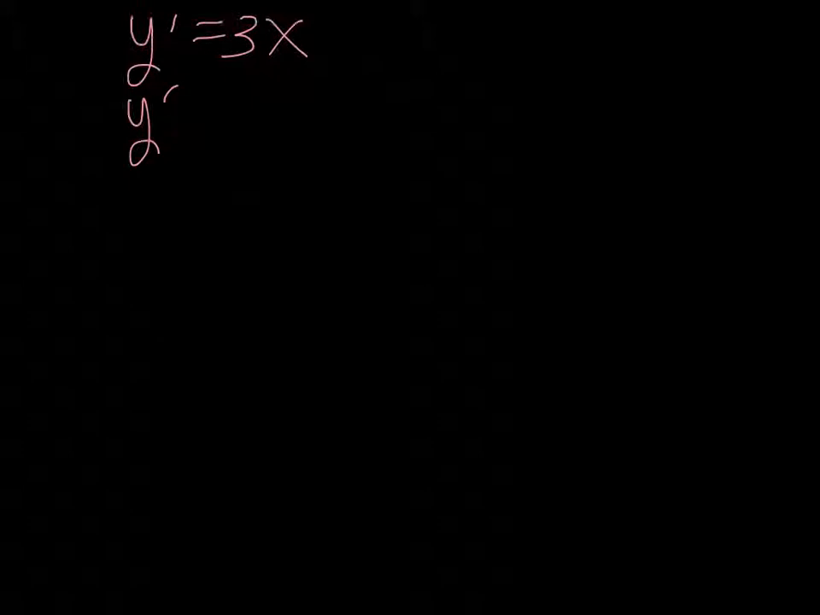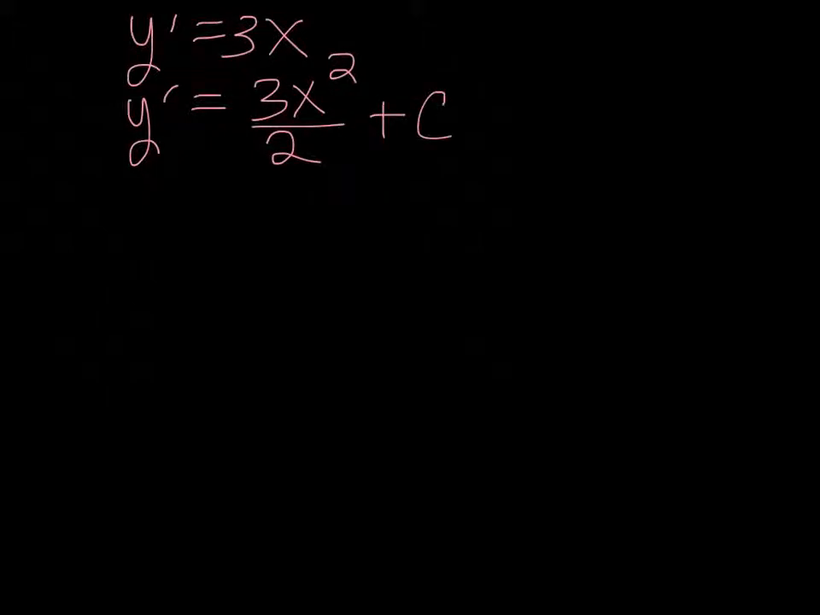Let's look at equation number 1. y prime is equal to 3x. If I integrate this, if I know the derivative is 3x, then I know that the original function I started with, using the reverse power rule, is 3x squared over 2 plus c. I can add any constant at all, and this is called the general solution.